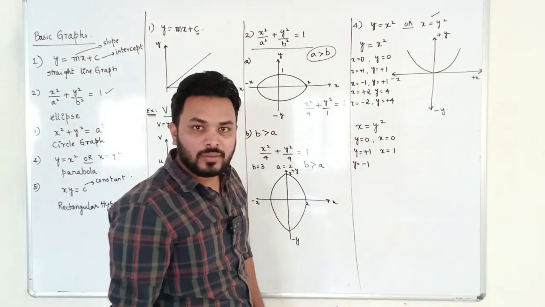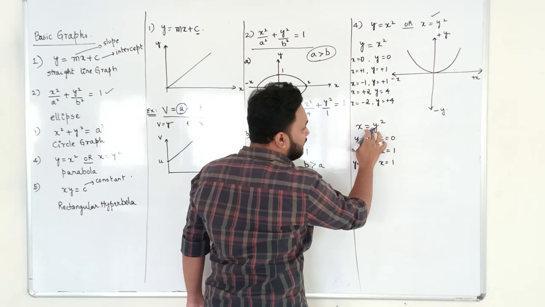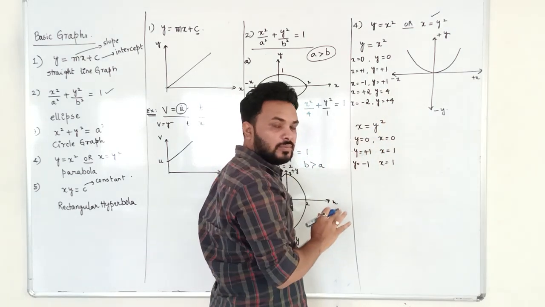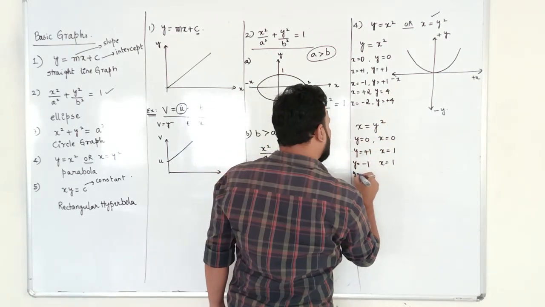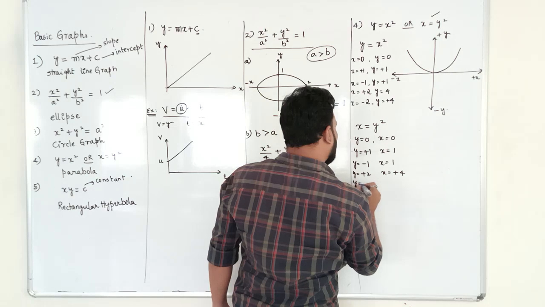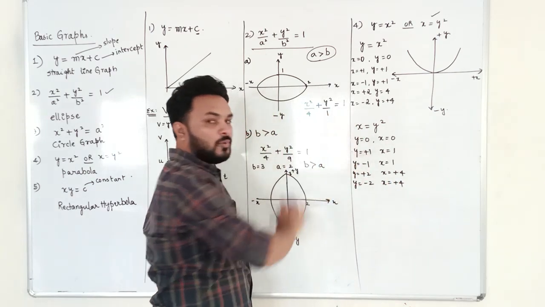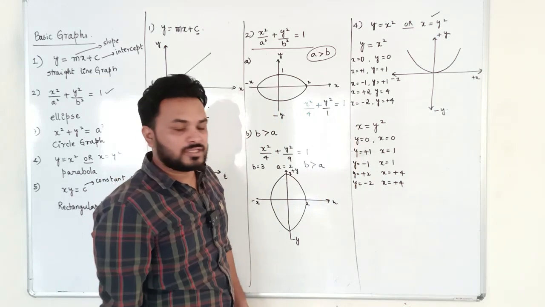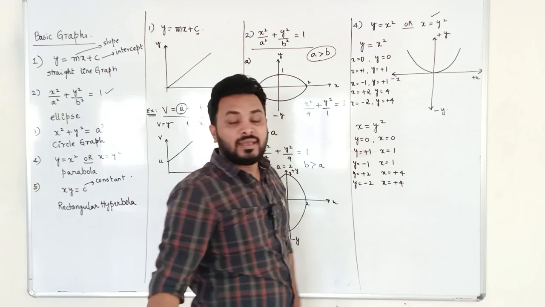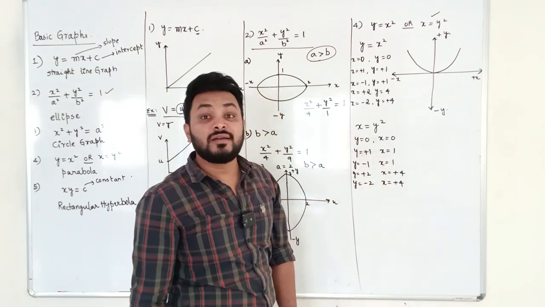What about x now? X again is a positive value. Minus 1 whole square will be a positive value. Right? X equal to 1. Y equal to plus 2, x equal to plus 4. Y equal to minus 2, x again plus 4. See here, y may be positive or negative in this equation, but x we are getting is always a positive value.